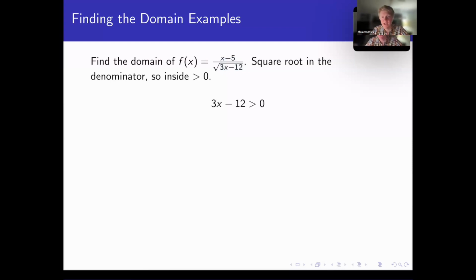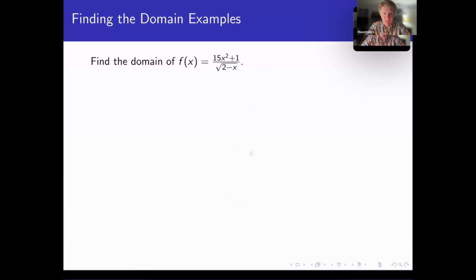Okay, well, we add 12, we divide by 3, all the x values bigger than 4, 4 to infinity, right? And specifically, we exclude 4 because if we had 4, 3 times 4 is 12, 12 minus 12 is 0, square root of 0 is 0. Oh, 0 in the denominator. So the only thing separating square roots in general versus square roots in the denominator is just whether or not we use a greater than or equal to sign.